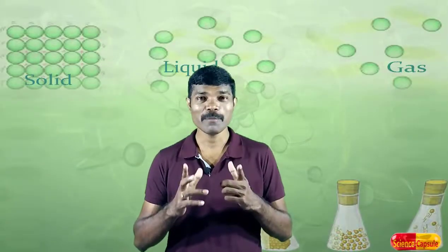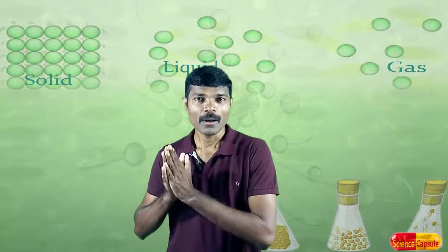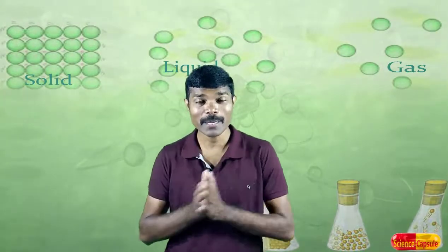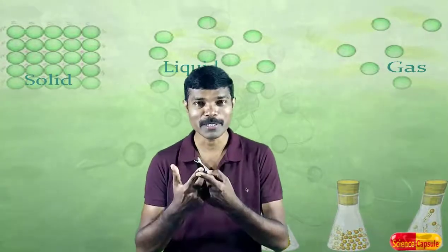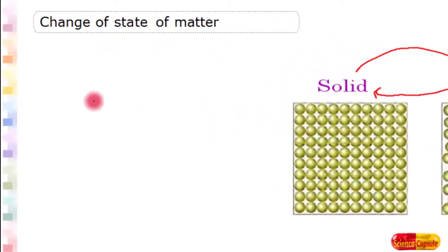So, you are much clear about the arrangement of particles in solid, liquid and gases, right? What will happen if the temperature is increased or decreased to the particles of this matter? About that we will see. Students, solid can change into liquid, liquid can change into gases, and in reverse order gas can change into liquid and liquid can further change into solid on the basis of temperature and pressure. Let us see what happens when temperature is increased or decreased.